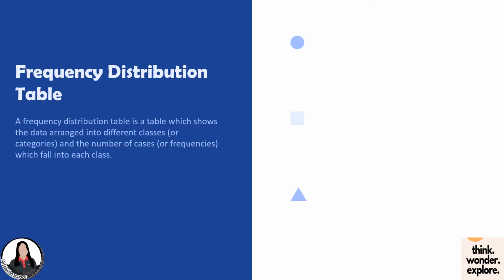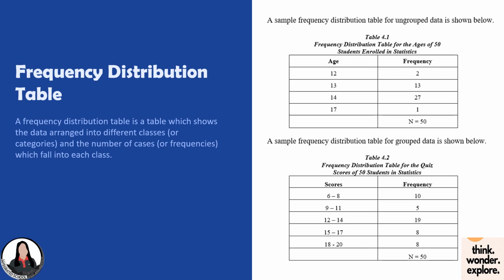So, the most common table na ginagamit to present data under the tabular method is the frequency distribution table, or the FDT. So, this is a table which shows the data arranged into different classes or categories and the number of cases or frequencies which fall into each class. Okay? So, we have an example here, a sample frequency distribution table for ungrouped data. Okay? So, kita nyo naman, meron tayong table number and then we have the table title. Okay? This is the column header and then this is the row classifier and this is the body.